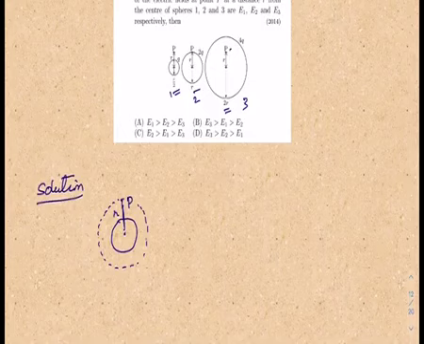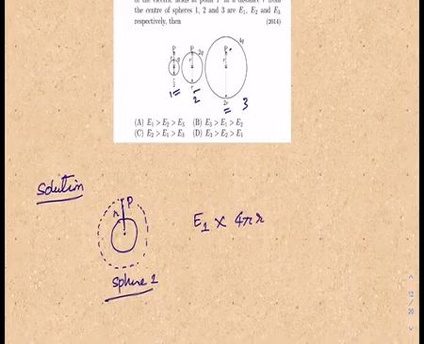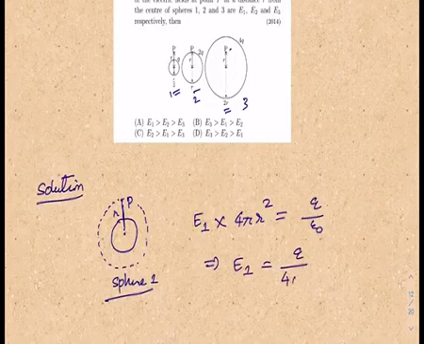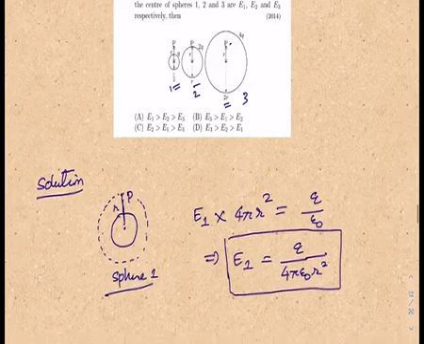So you have here the electric field, say E1, for sphere 1: E1 into 4 pi r square equals the charge enclosed, q, divided by epsilon 0. Therefore the electric field is simply q divided by 4 pi epsilon 0 r square. Okay, so this is what you have for the first sphere.